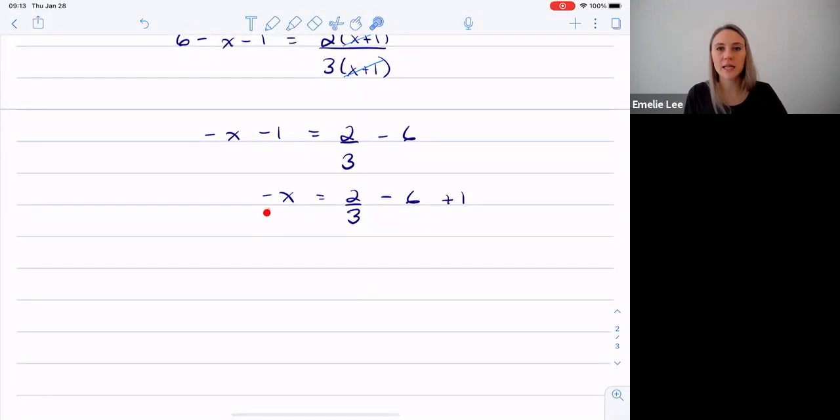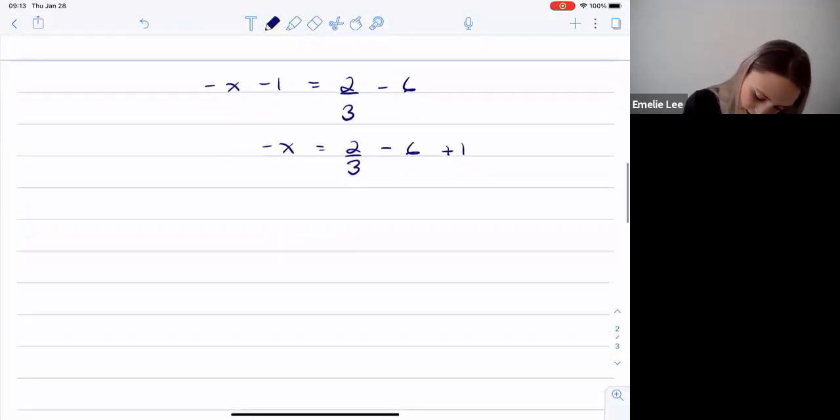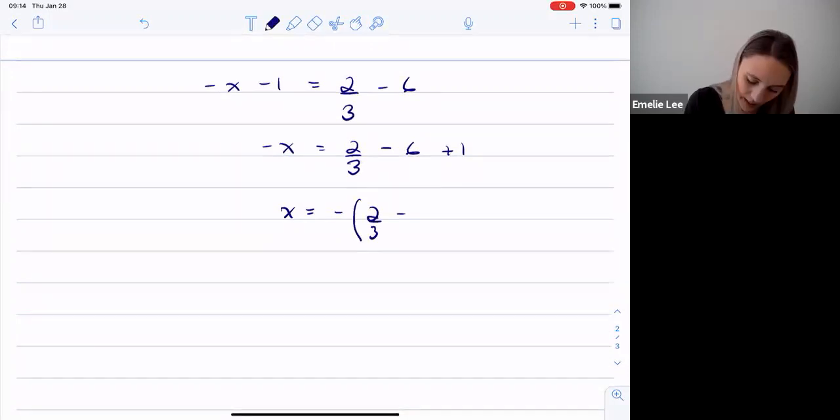I've got this negative here that I'm going to shuffle inside. So what I'm going to do is multiply or divide, it doesn't matter, by negative 1. It's easier for me to think about multiplying by negative 1 to get rid of this negative. So if you multiply this all by a negative, x becomes negative, and I'll make it a nice big bracket, 2 over 3 minus 5. I'll simplify that.